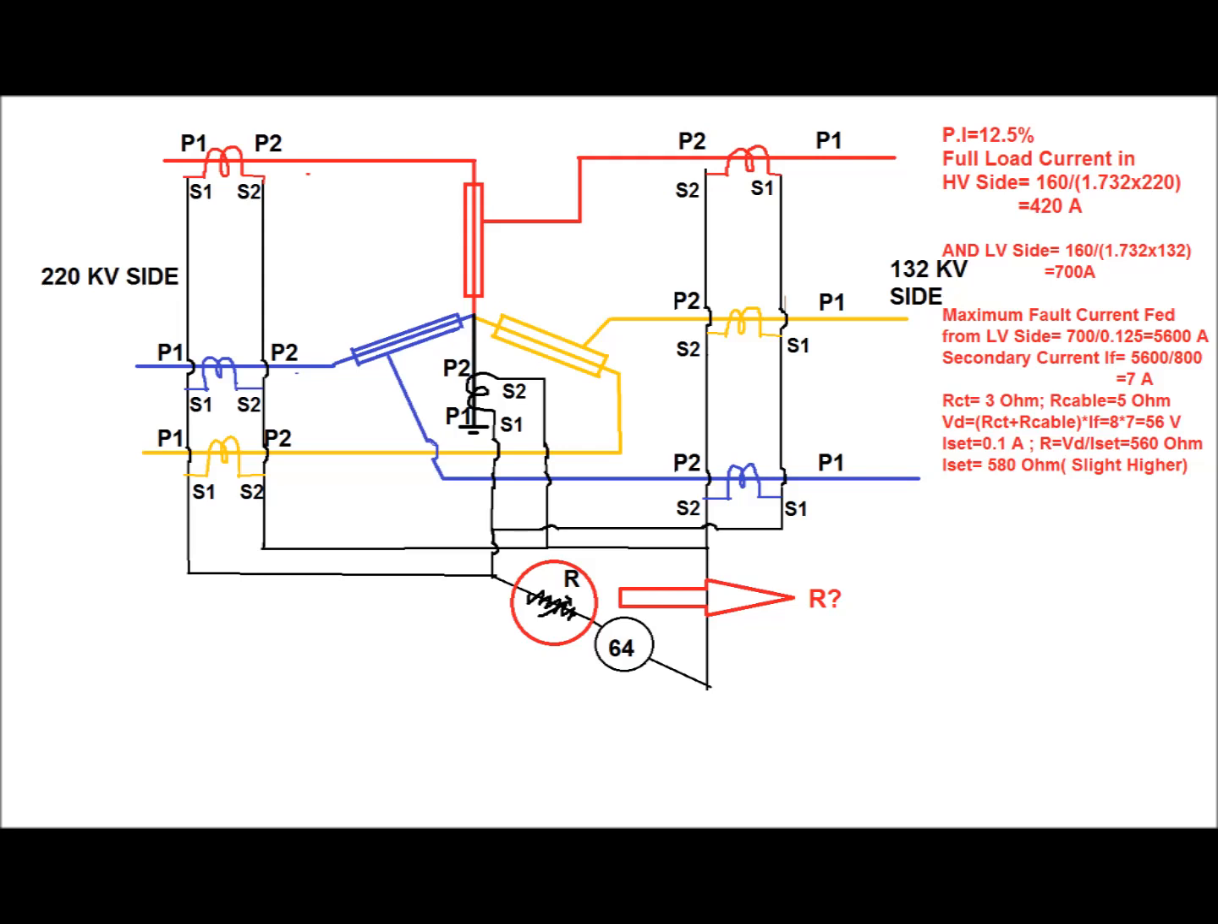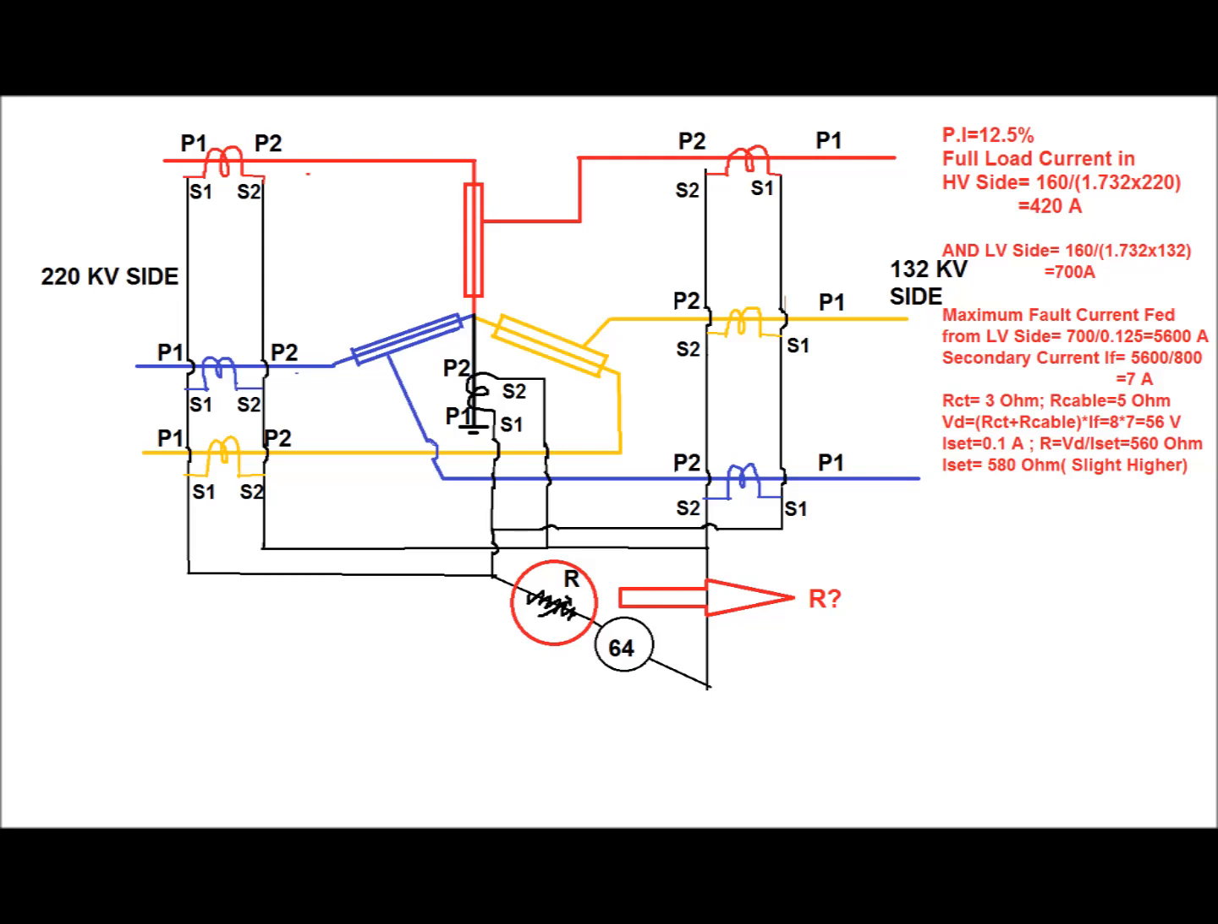Since the maximum current is on the LV side, the maximum fault current fed under through fault condition will be from the LV side, equal to 700 by 0.125, equal to 5600 ampere. The secondary value of IF during maximum through fault condition will be equal to 7 ampere, as the CT ratio is 800 by 1 ampere.